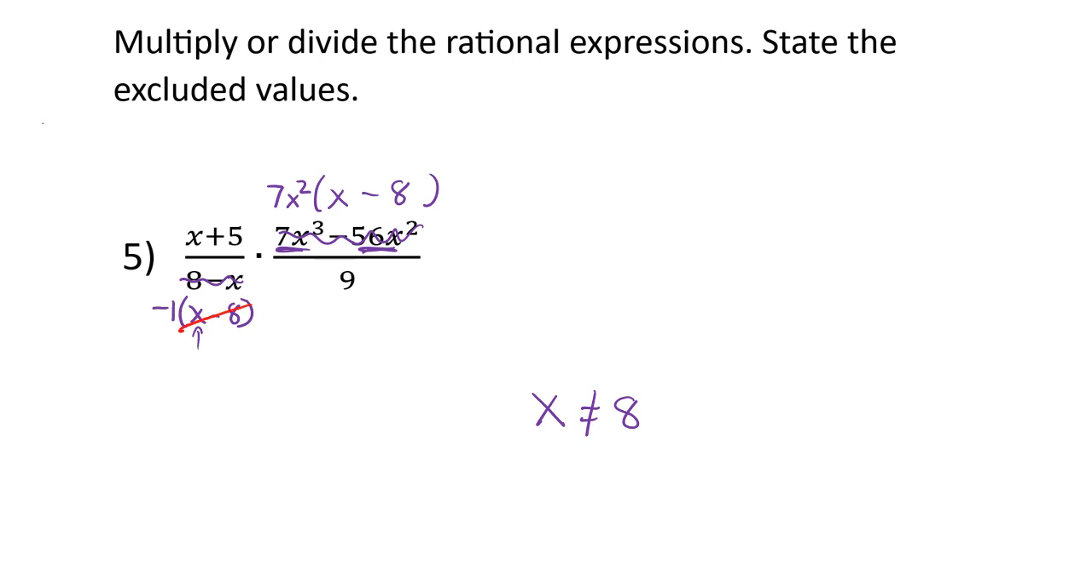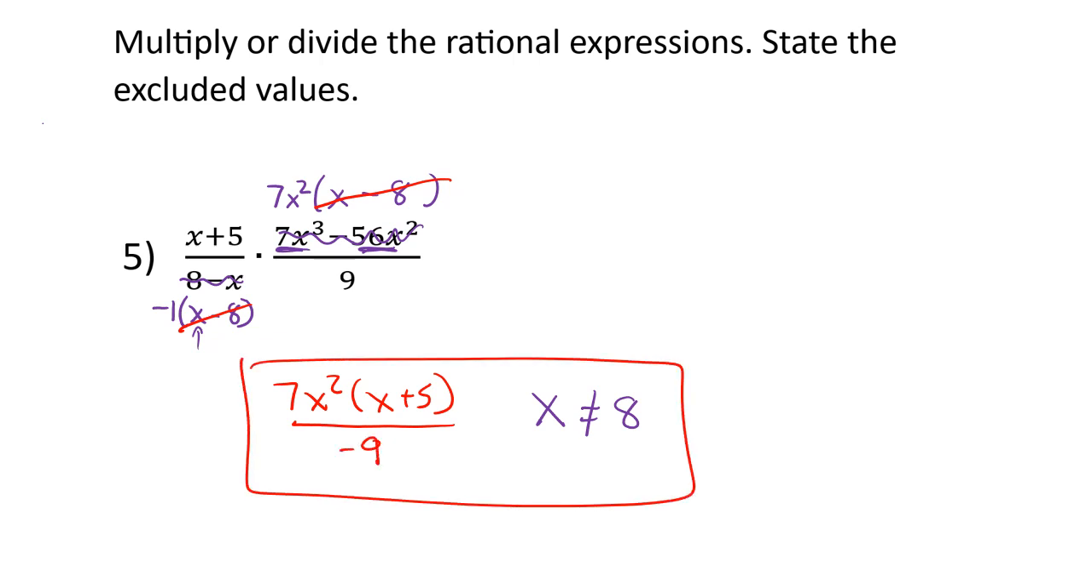We have an x minus 8 cancels out the x minus 8. And that's it. So in the numerator, we are left with a 7x squared and a x plus 5. In the denominator, we have a negative 1 and a 9. So negative 1 times 9 is negative 9. And we've got our answer.